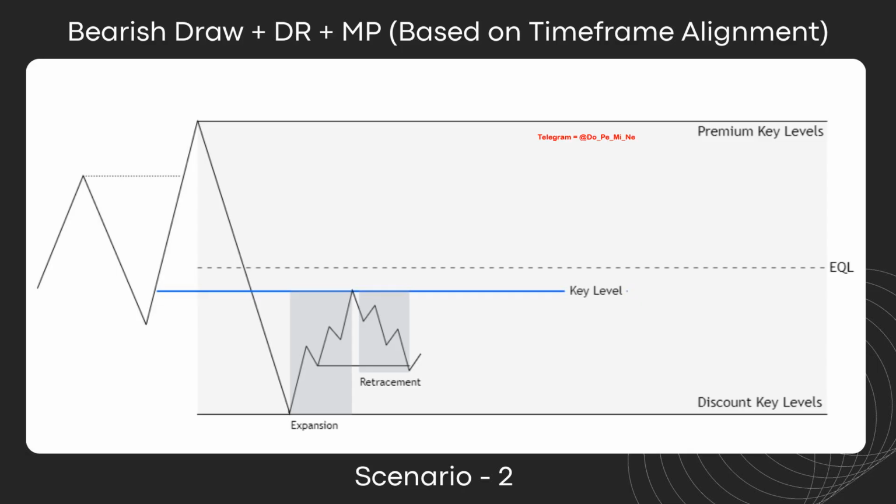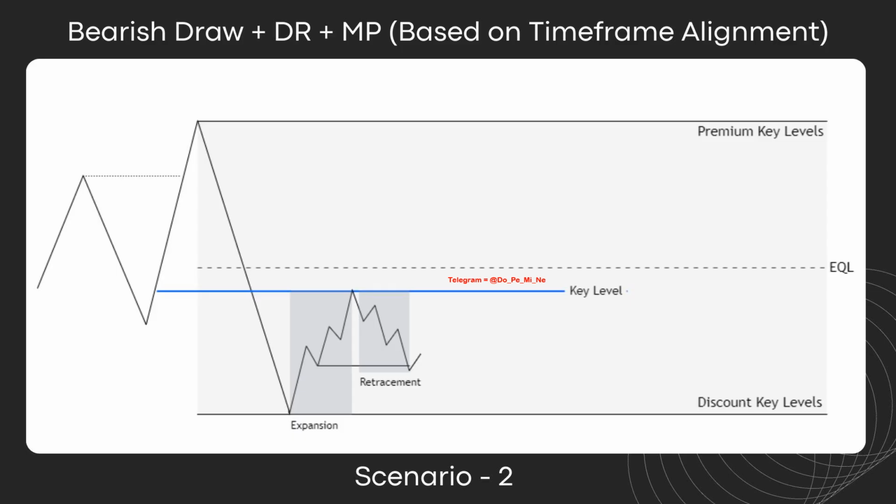So in this case, we will only have a retracement even though it tested a key level on the higher time frame, right? And we will not expect a reversal profile because we still have yet to test a premium key level before having a proper reversal on the lower time frame.